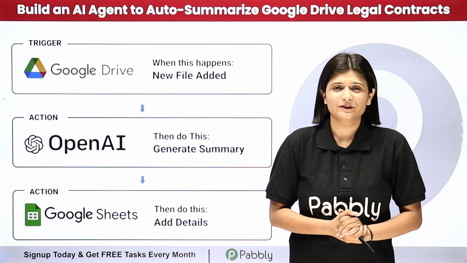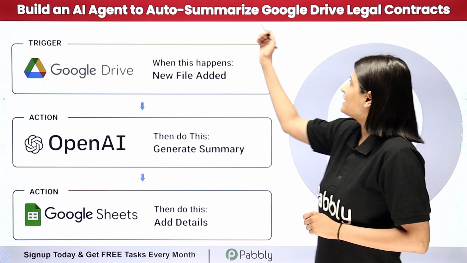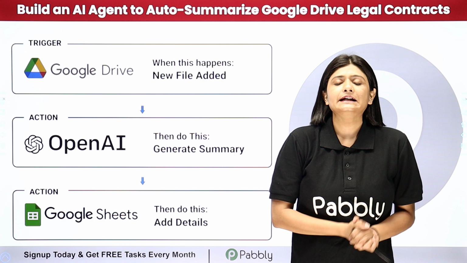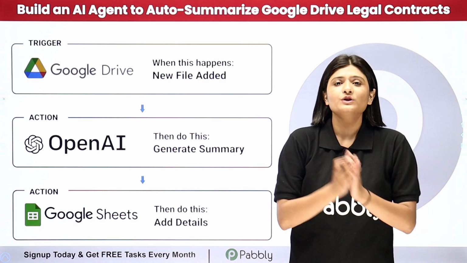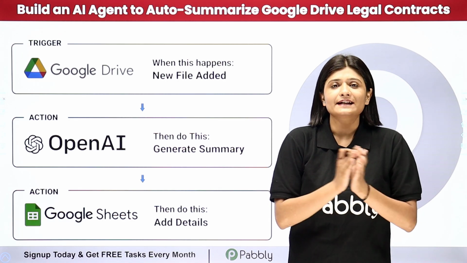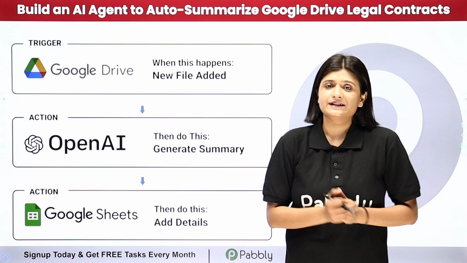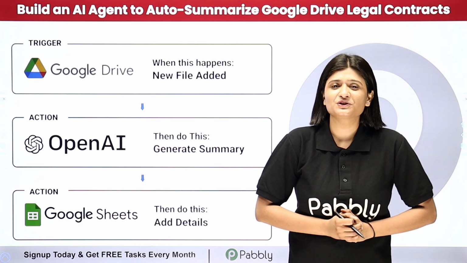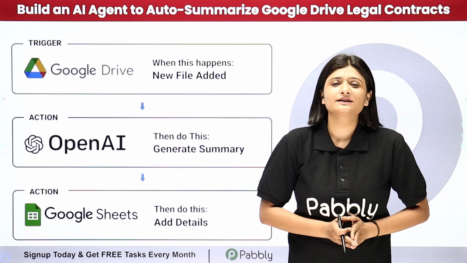In this video, we are going to learn how to build an AI agent to auto-summarize Google Drive legal contracts. So let's suppose a legal team or a legal firm uploads a legal contract in Google Drive and they want to extract the details and summarize it and add that to a Google Sheets spreadsheet for easy analysis. Doing this manually is a very time-consuming task, so we are completely going to automate this process.